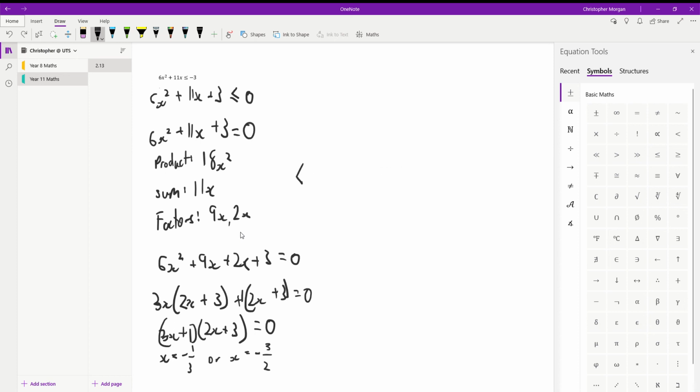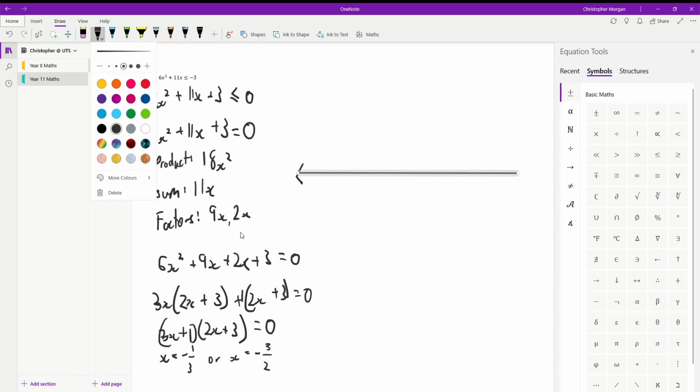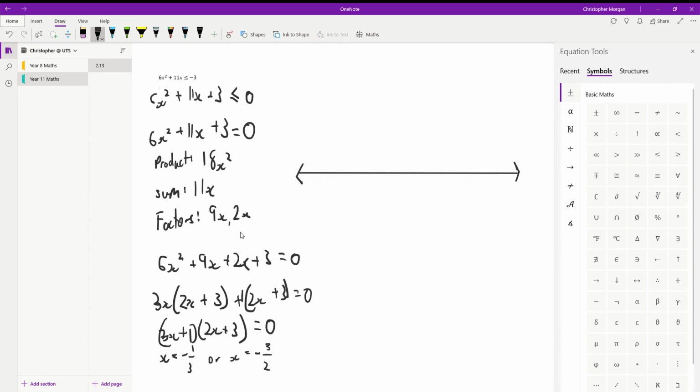All right, let's plot those solutions on a number line right now. Okay, there we go. So, we have -1/3 right there, and we have -3/2 right there. Alright, so we're going to need to check a number over this side. Easiest number over this side is 0. We always use 0 if we can, just because it's the easiest one to substitute in.